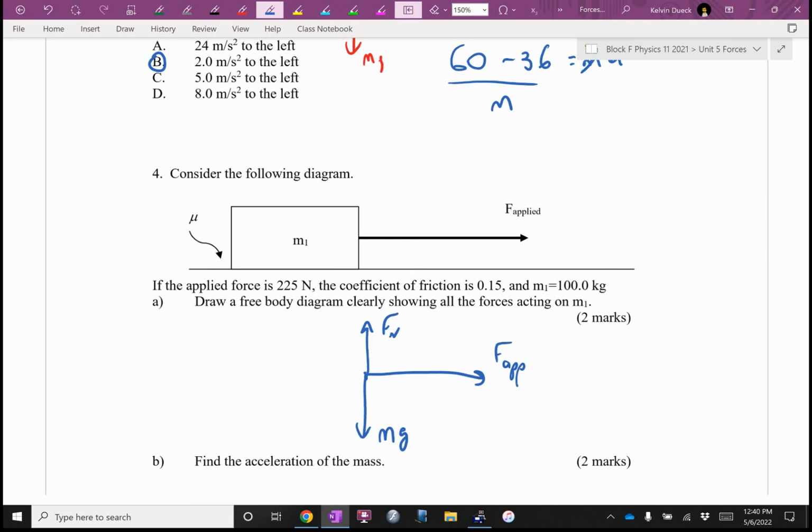This is why I keep yelling at all of you. Newton's laws tell us nothing about how it's moving. They tell us how it's accelerating. And if it's at rest or moving at a constant speed, both of those, a is 0.